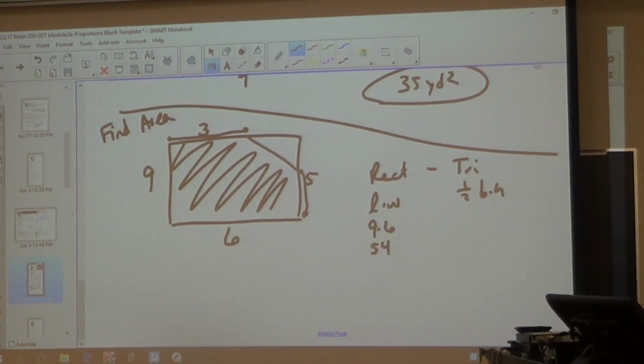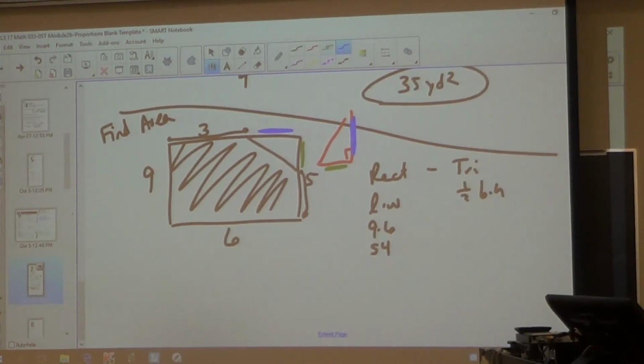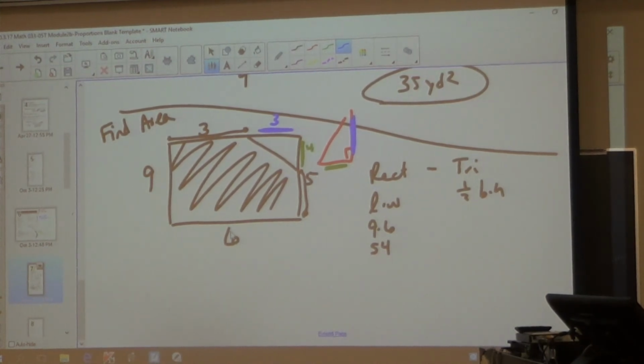Are we good? I did not give you the base and the height of the triangle. But do you agree that if I take that triangle and I turn it that way, 5 would be the base? Do you agree that my base would be here and my height would be here? Yes. So tell me, what is the green side? 4. Because 4 and 5 make 9. What is the blue side? 3. Because 3 and 3 make 6.